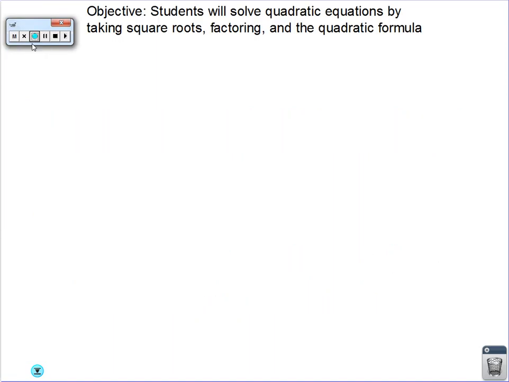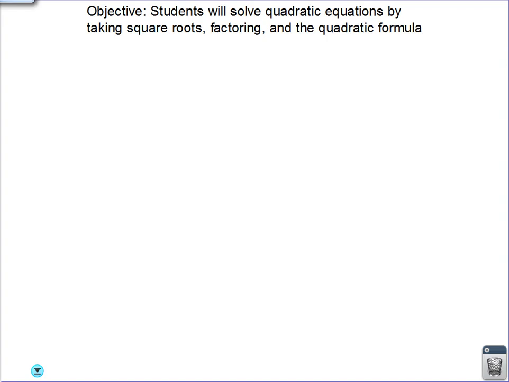Okay, up to this point, every equation that we've solved has been a linear equation. And the rule for linear equations was: get rid of parentheses, get all the x's on one side, get all the numbers on the other side, divide. That was it. Okay, 3 steps. Quadratic equations are a little bit different.